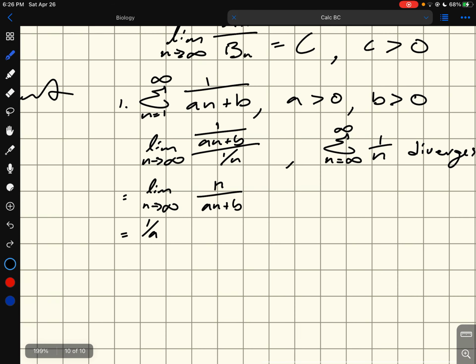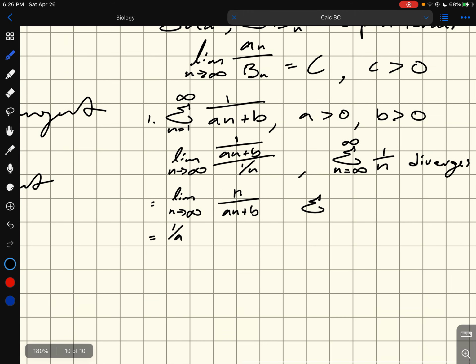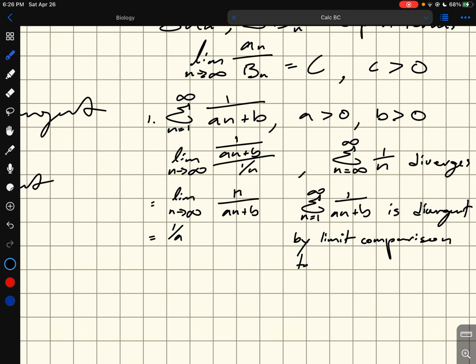So the way we write that is this: the series is divergent by the limit comparison test with what we compared it to, which was the harmonic series. Oh, I just realized I wrote an equal sign there. That's supposed to be, oh wait, no, that's fine. What am I doing? I thought that was a limit instead of a summation.